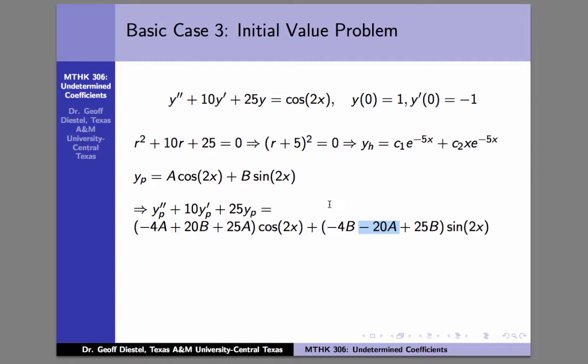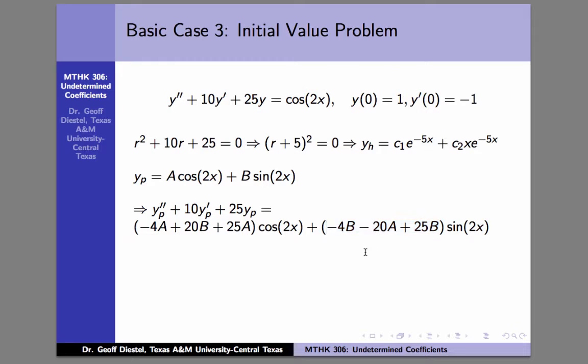And then the last place we get a sine of 2x is from the last term, 25y. So we just have 25 times b, sine of 2x. So that's where this coefficient comes from. And we're just regrouping it to rewrite it in this general form: constant times cosine 2x plus constant times sine 2x.